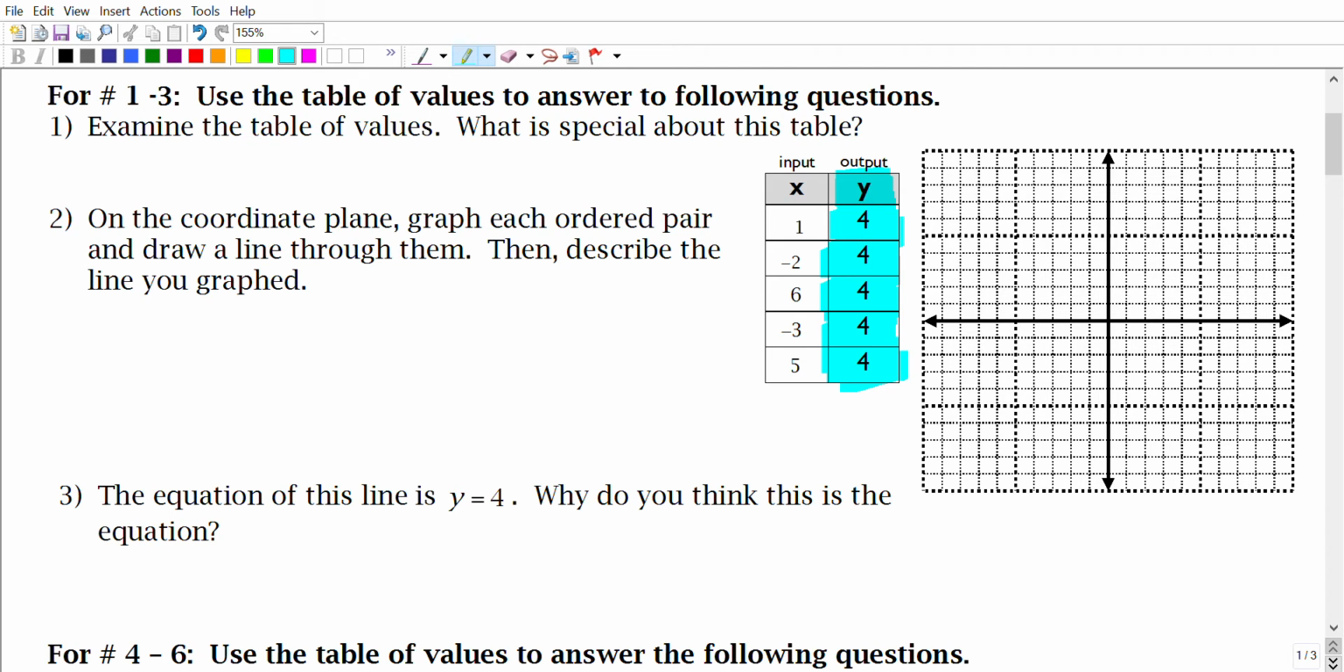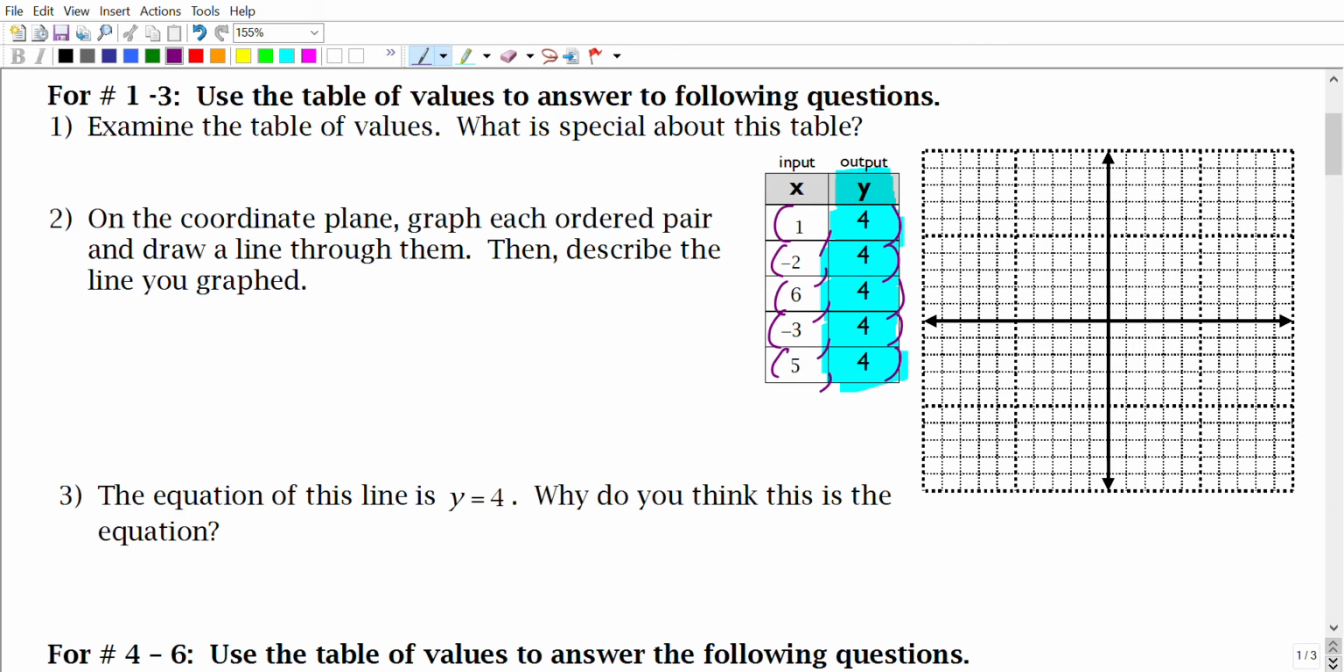So no matter what ordered pair you had, let me go ahead and write these down. You had 1 comma 4, negative 2 comma 4, 6 comma 4, negative 3 comma 4, and 5 comma 4. So no matter which ordered pair you had, you always had a value of 4 for your y coordinate. Okay, so let's see then what number 2 is asking.